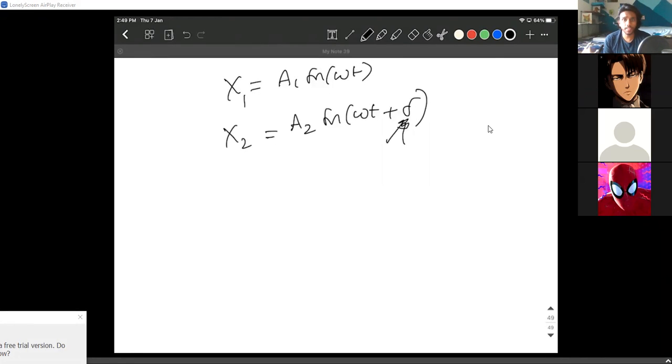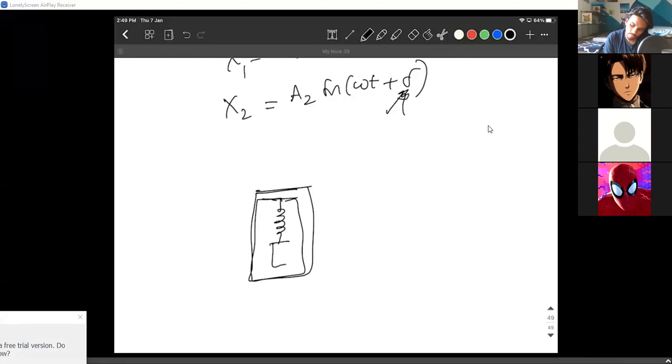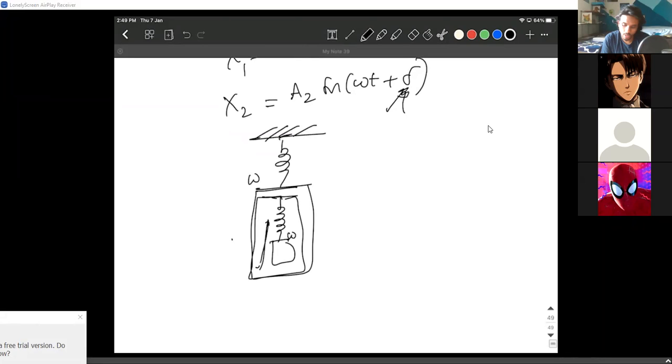There is some phase difference. Let me give you some random problem. I'm taking a vertical block system now. This is oscillating, both with the same omega. The room carrying it is also oscillating. So it is difficult to intuit the resultant motion of these two if they have a phase difference.